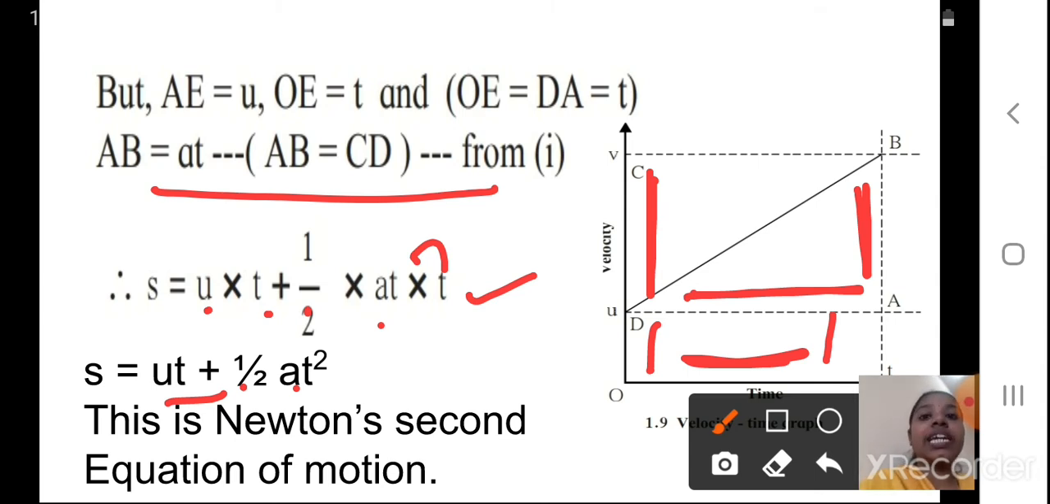Okay students, in the second equation we have considered the distance travelled by the body is equal to the area of the quadrangle. The quadrangle is made up of a rectangle and a triangle. We found out the areas of both, we added them up and we got the equation for the motion. That is your second equation of motion. Is it clear, students? Please solve it again. When you solve it, you will understand it better.